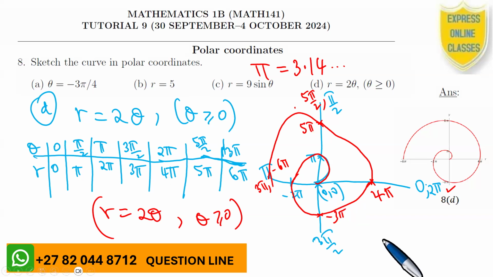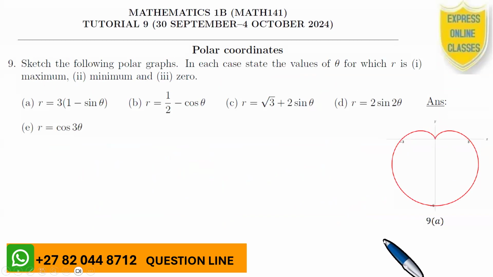Let's check out number 9. Sketch the following polar graphs. In each case, state the values of theta for which r is a maximum, Roman figure 1, a minimum, Roman figure 2, and the third, Roman figure 3, is 0. Let's take a look at this one and make sure we understand it.